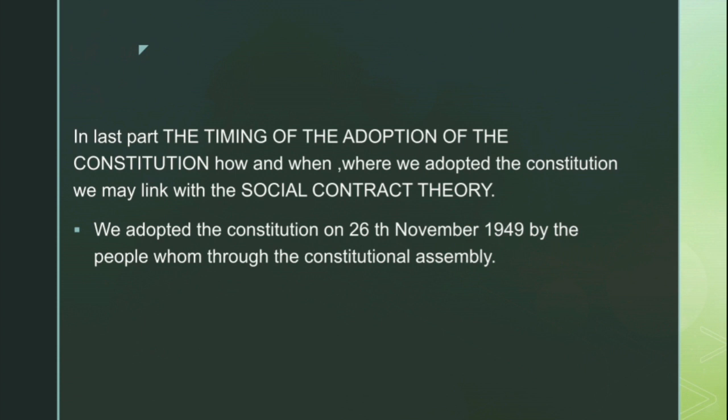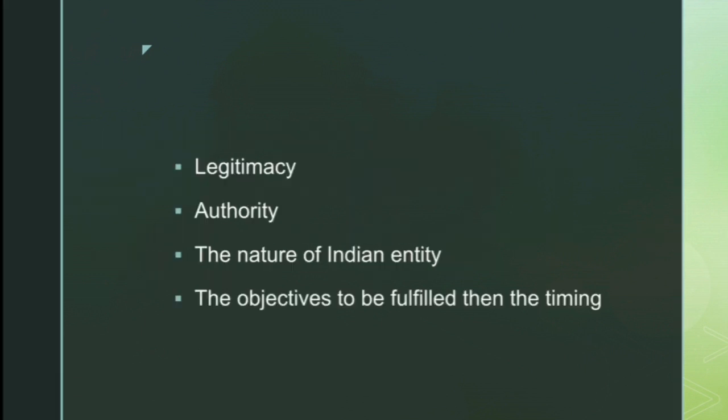We ourselves give it to the Constitution and adopt this 26th day of November 1949 in the Constituent Assembly. That is the phrase they have used. So we have broadly classified the parts of the preamble into four: the legitimacy part, the authority part, the nature of the Indian entity, then the objectives to be fulfilled, then the timing, that is the history. Okay, all these things.